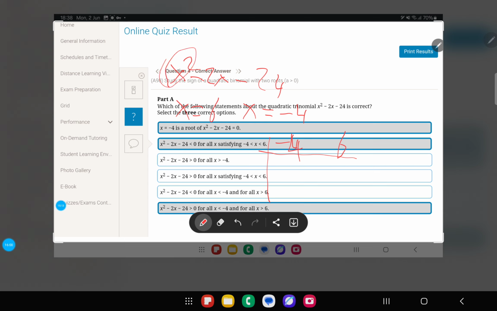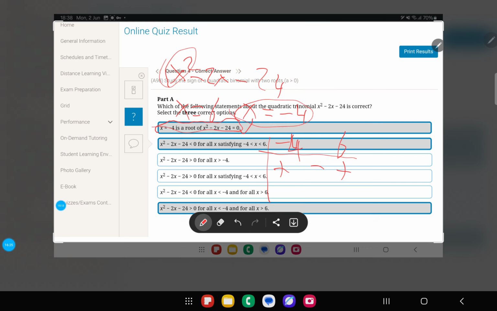Now we do the same technique: same, opposite, same. A here is positive, so it's going to be positive here, opposite is negative, and same is positive. So again, we got positive, negative, positive. Negative is between, and the regions outside the roots are positive, so they're greater than 0. Now let's check the first option. x equals -4 is a root, we found it as a root, so this is correct.